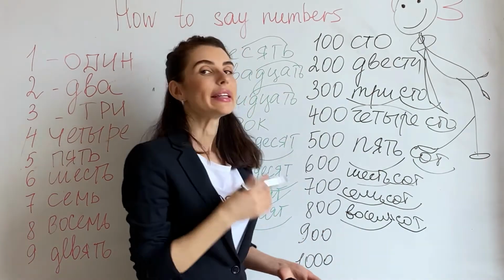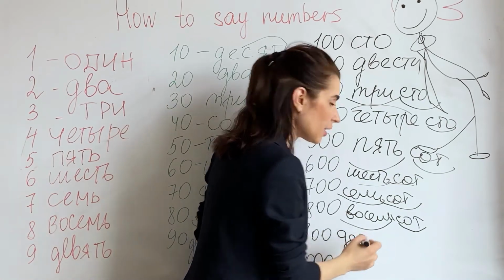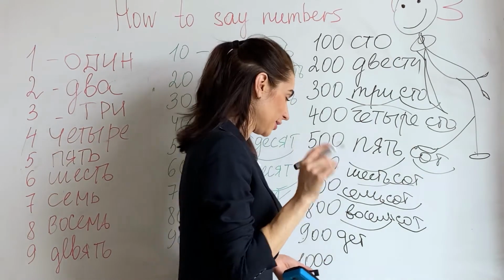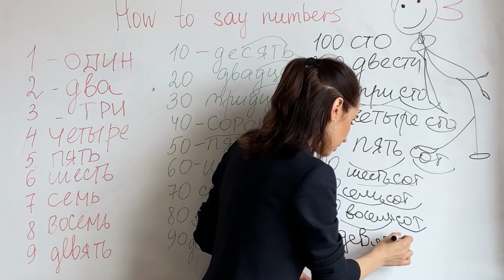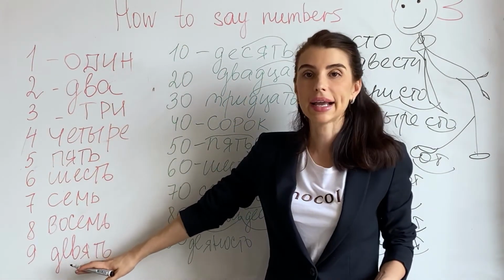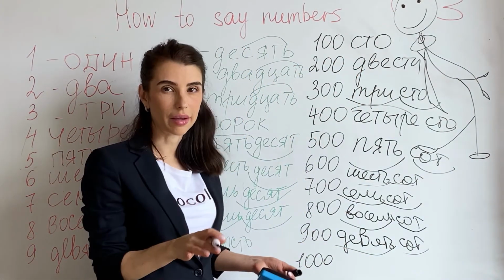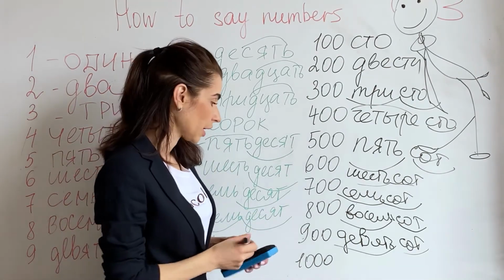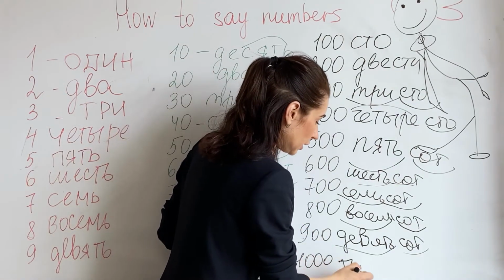900. Also the same. It's not so difficult Russian, so you can speak it. 900. The same. And 1000.